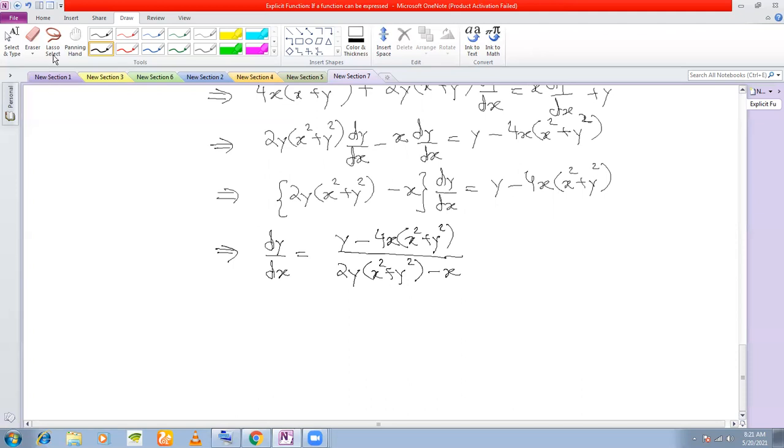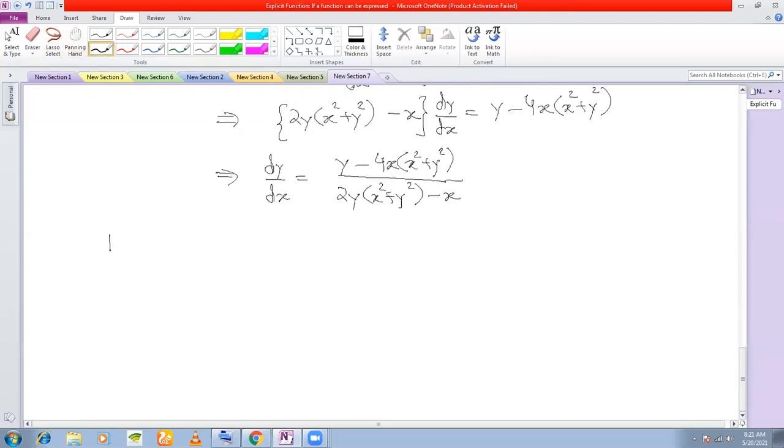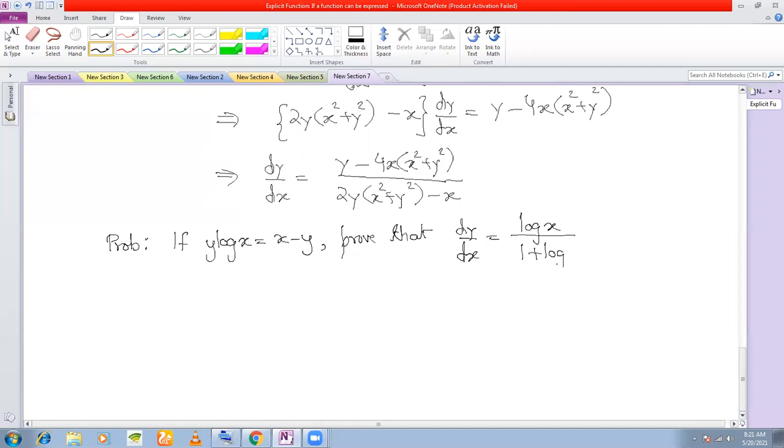And let's do the next one. Problem. Question is, if y log x is equal to x minus y, prove that dy dx is equal to log x by 1 plus log x whole square.